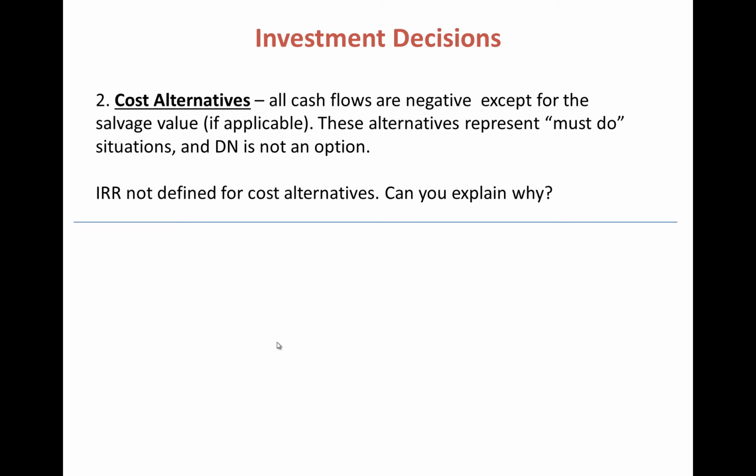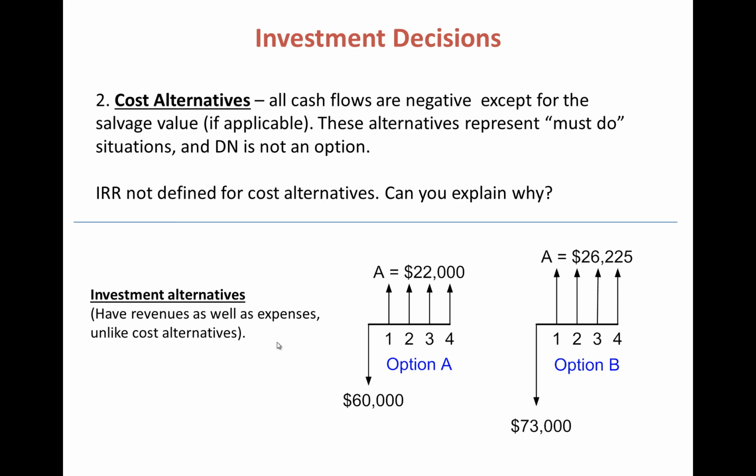You can't have an internal rate of return when the cash flow diagram is negative. And that was introduced in the last class lecture. And the reason why is that the internal rate of return, just by definition, assumes a positive cash flow.